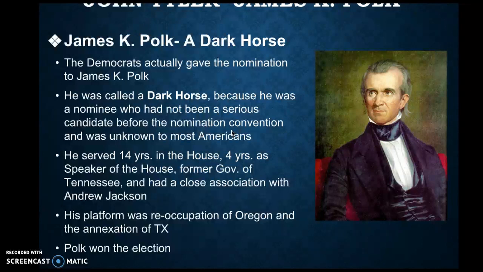So most Americans didn't even know who he was. He has a great resume, served 14 years in the House, 4 years as Speaker of the House. He's the former governor of Tennessee. He's closely associated with Andrew Jackson. He runs on a platform of reoccupation of Oregon. That's where Daniel Webster's negotiations with Britain and Canada are coming in. We have kind of a situation going on in Oregon we'll talk about in our next chapter, but we're trying to gain Oregon as our own. And so Polk runs on this platform of, yes, let's reoccupy Oregon. It's ours, manifest destiny, and the annexation of Texas.